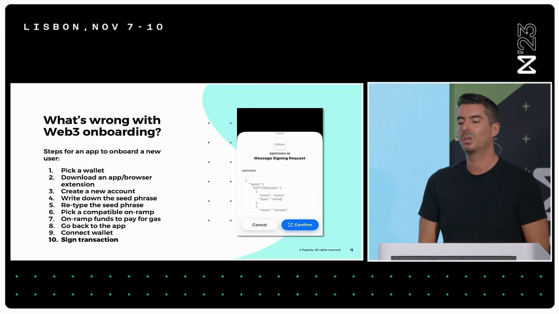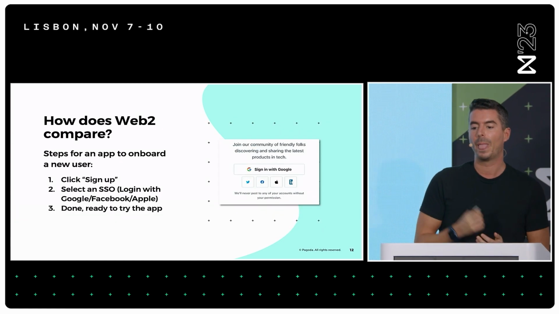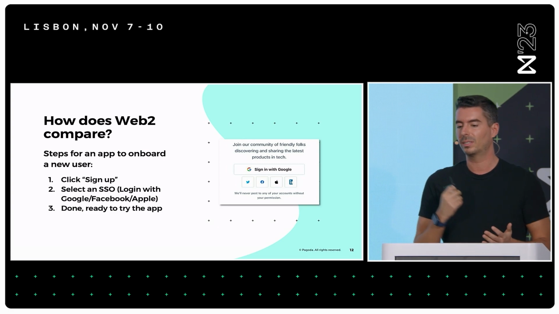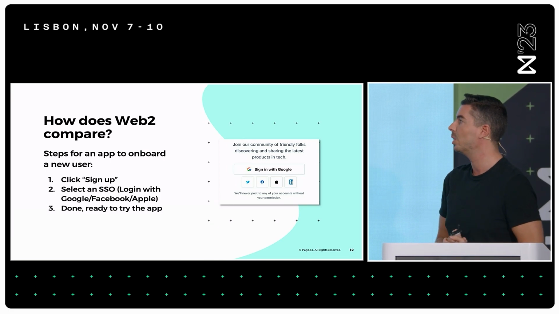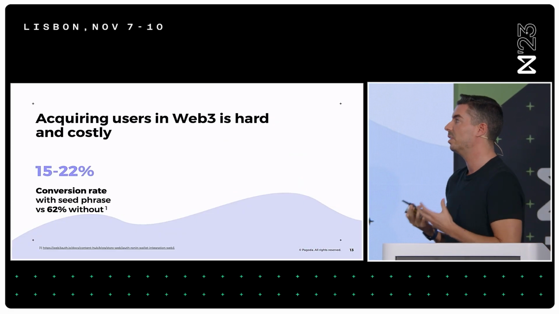So you connect your wallet, and finally, after 10 steps, you're ready to start signing messages and transactions, which most of the time look something like this: a bunch of JSON, some code that people don't really understand. So that's a typical Web3 onboarding. Now let's compare it with Web2. Web2, 3 simple steps. You click sign up, you select something like sign in with Google, and you're done. You can start trying the app right away.